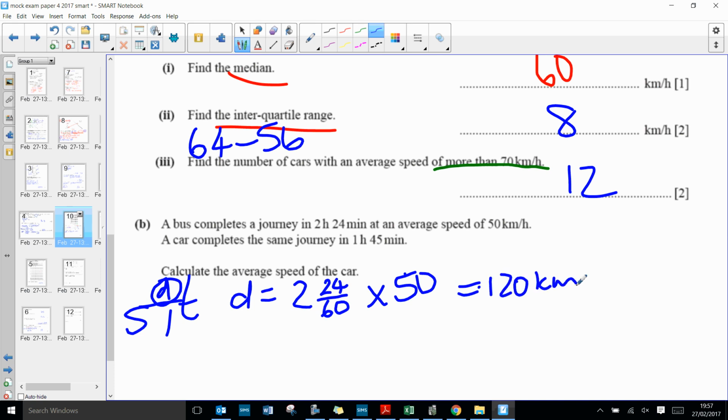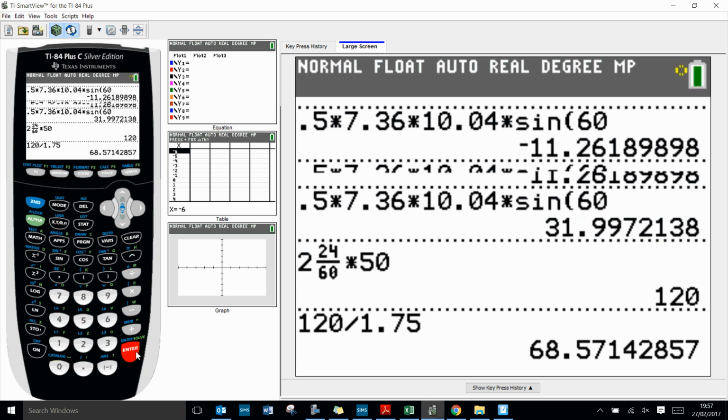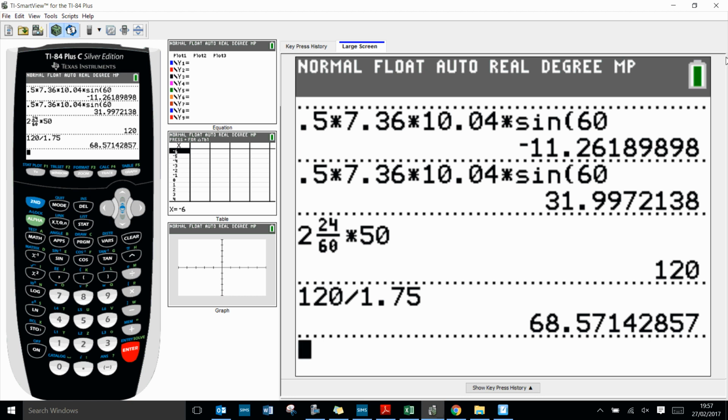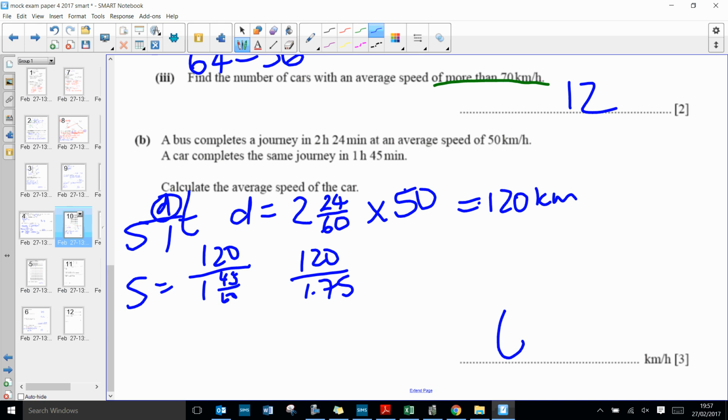So the speed is distance over time, so it's 120 over 1 hour 45 minutes. Well, the 45 minutes, I'm hoping you'll find, is 1.75. Again, if you weren't happy with that, you could just write it as a mixed fraction as I did up above. So 120 divided by 1.75 is 68.6 kilometers per hour.